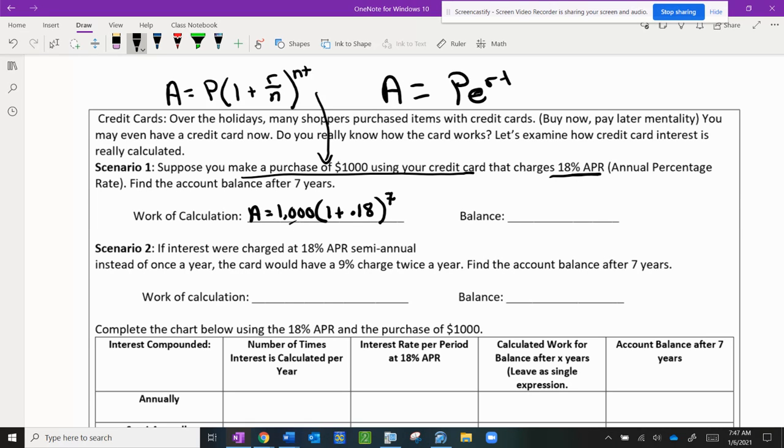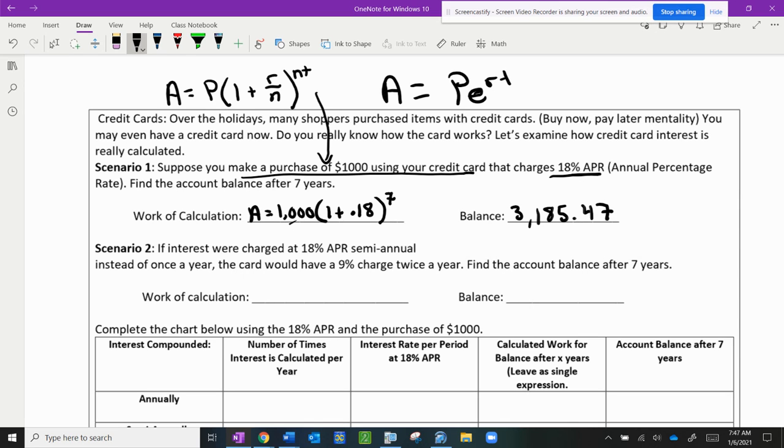And I'm just going to plug that into my calculator. And let's see, 1,000 times 1.18 raised to the 7, I get $3,185.47, rounded to the nearest cent.